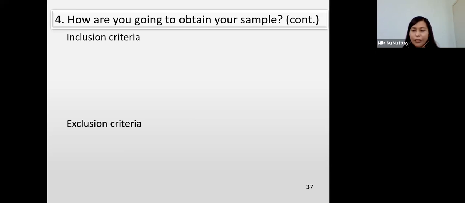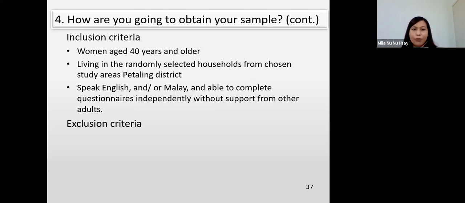The screening process is usually recommended for women 40 years and above. So I decided I would like to know how many women 40 years and above get the recommended screening. So my inclusion criteria is set up as women 40 years and older who are living in that district. Of course, I am not going to recruit visitors from different places because I would like to know the situation in that area, who are able to speak either English or Bahasa and can answer the questions independently.